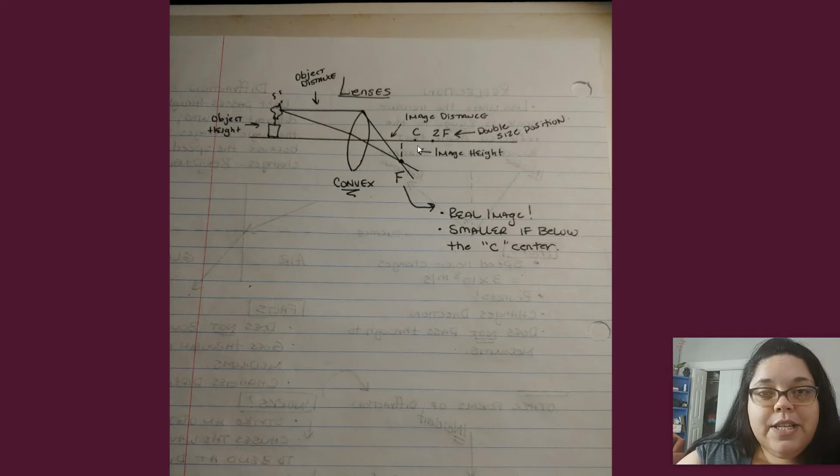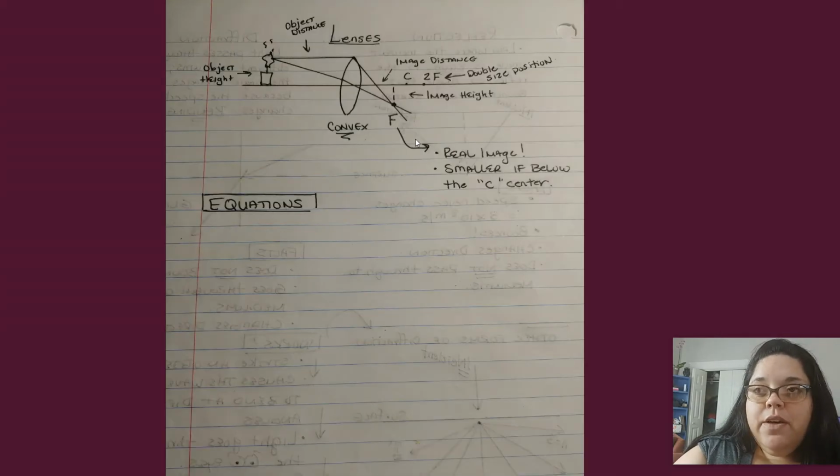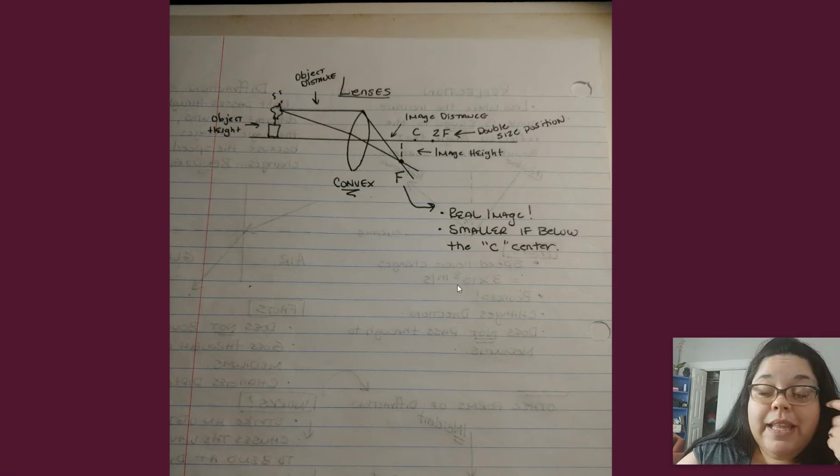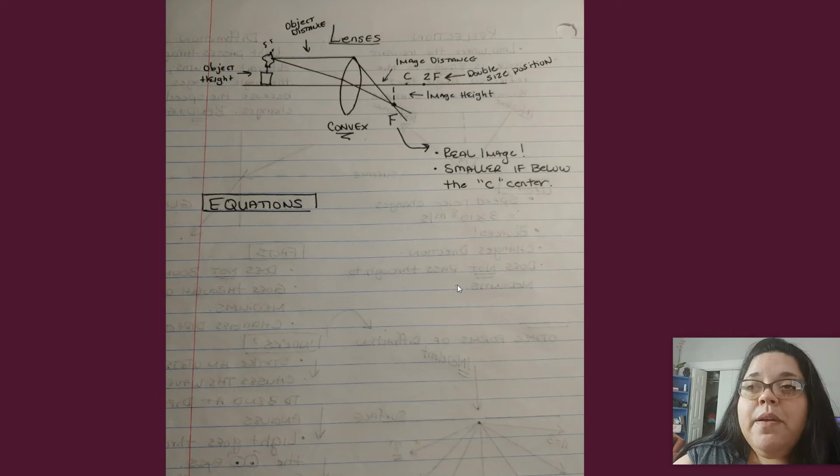So C is the center point, between the focal point and the double focal point. If you're a little bit below C, that means your image is going to end up being smaller. If you're further away from C, meaning that you're on this side, then that means your image is going to be bigger. I think I talk about that here a bit more.